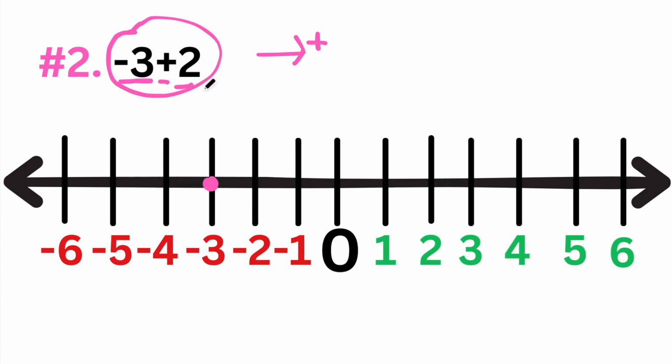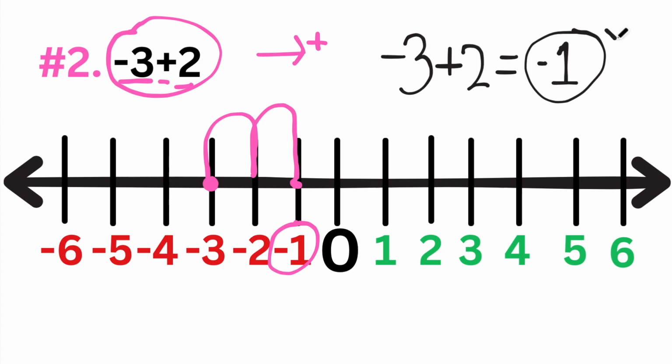Because we're adding, we're going to be moving to the right, and we're adding by 2, which means we're going to be moving to the right 2 times. So after moving to the right 2 times from my initial point, -3, I end up at -1. And so that's how we decide that -3 plus 2 is -1 using our number line.